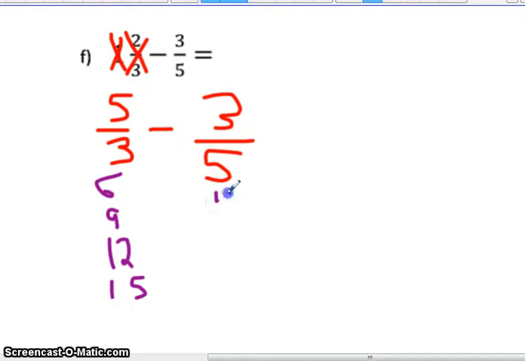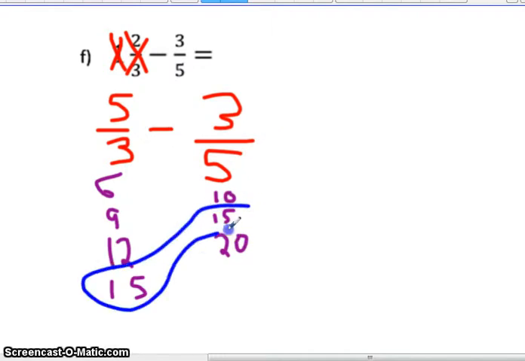5, 10. Remember, you can use the number that's already there too. Any number in this line. 5, 10, 15, 20, and you may have noticed the winner already. I call them the winners. 15 is on both sides, so that's our new denominator. So that's got to be our new bottom.